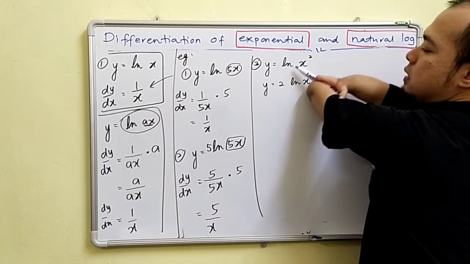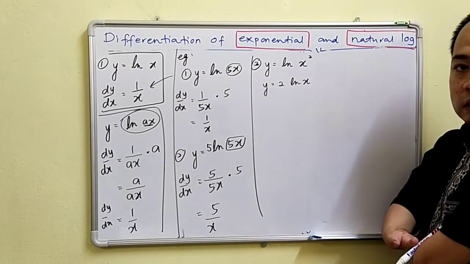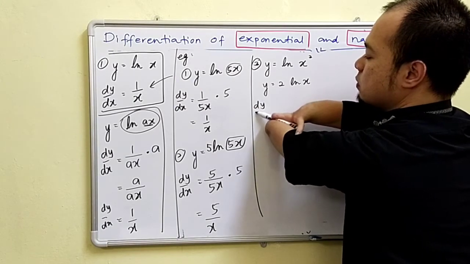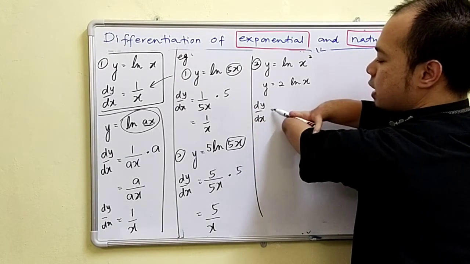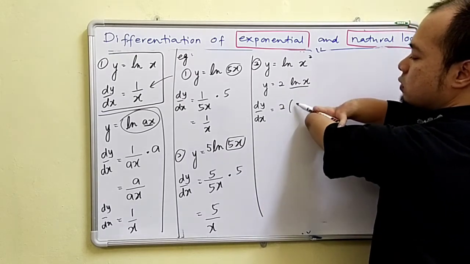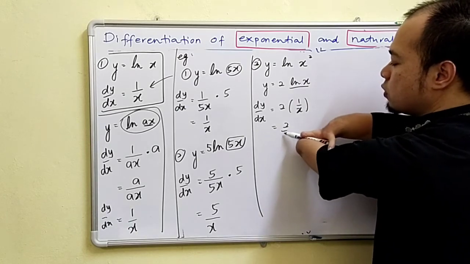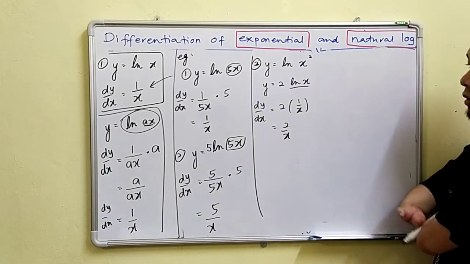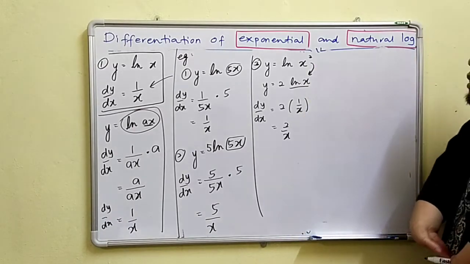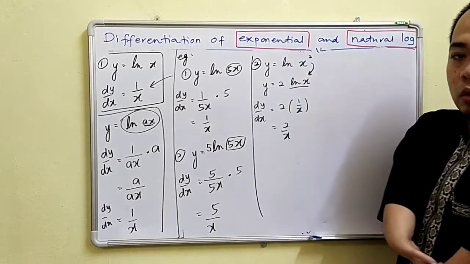How do I know? This is the law properties. Okay, the log properties. Okay, so start from here, you can find dy dx. So dy dx becomes 2 multiplied by, just differentiate this, ln x becomes 1 over x. So the answer is 2 over x. What happened from here to here? I just apply the log properties. Okay, the log properties, the power must go down.